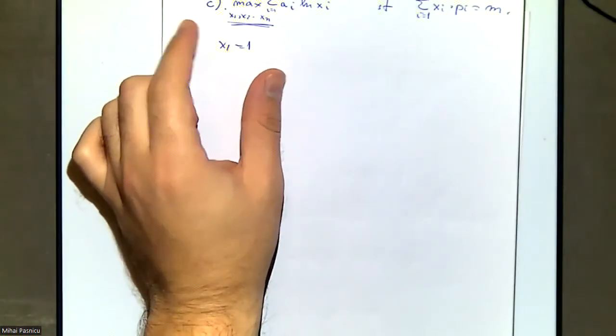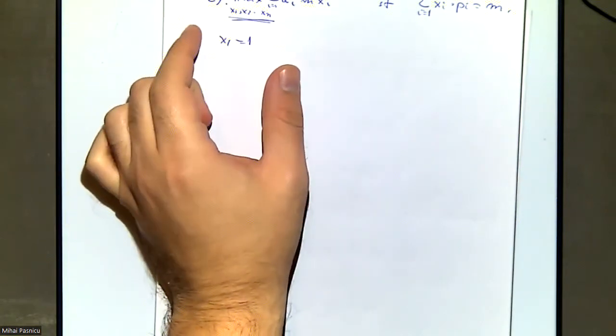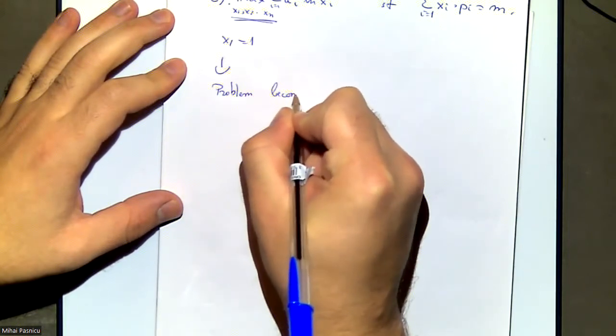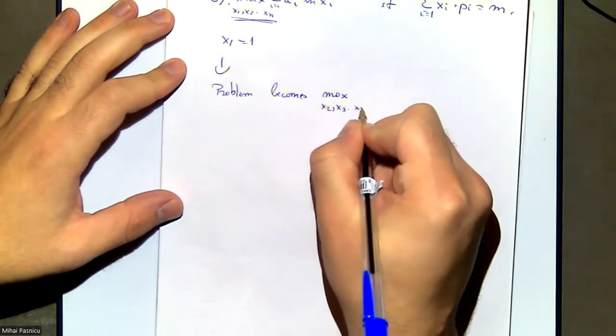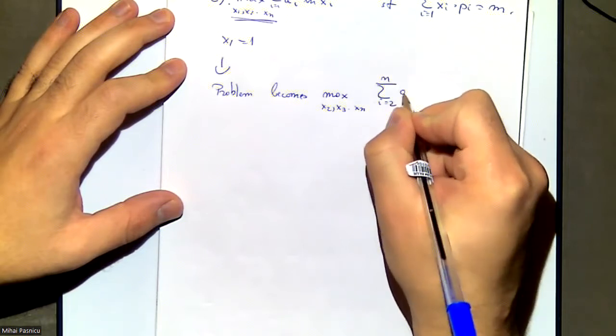Does that claim make sense? I can't have x1 vary anymore. This maximization problem is telling you, give me x1, x2, ..., xn such that this thing is the biggest it can be. Now, if I tell you x1 is equal to 1, your problem becomes just maximizing over x2, x3, ..., xn the sum from i equals 2 to n of ai log of xi. Does it make sense? I can't touch x1 anymore. I don't care about x1 anymore. There's nothing I can do to it.